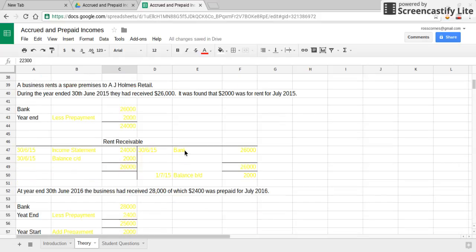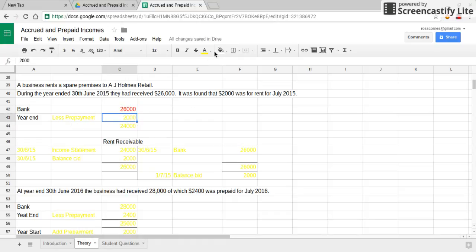Right, second example is where we've got some prepaid income. And we're going to look here because the most common one is rent receivable, where companies very often, I'm saying with houses, people that rent houses normally pay a month's rent in advance. So in this case here, the business received 26,000 in the bank, and then it was found at year end that $2,000 of that was actually rent prepaid for next year.